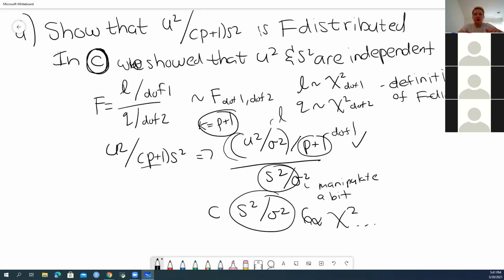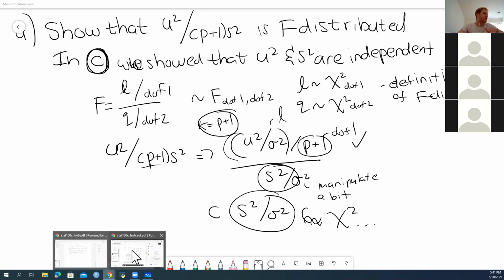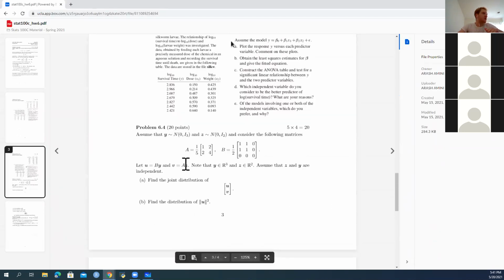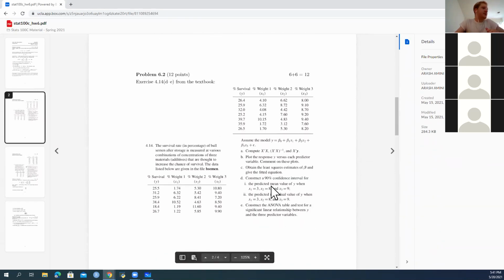Okay. Let me briefly talk about the other ones. I might not go as in depth. They should be a little bit easier. So for 6.2, you're doing D and E.